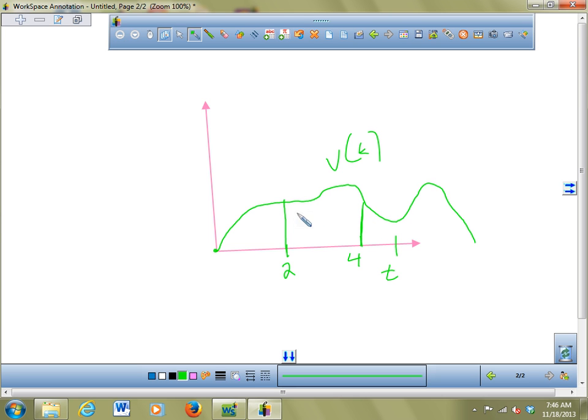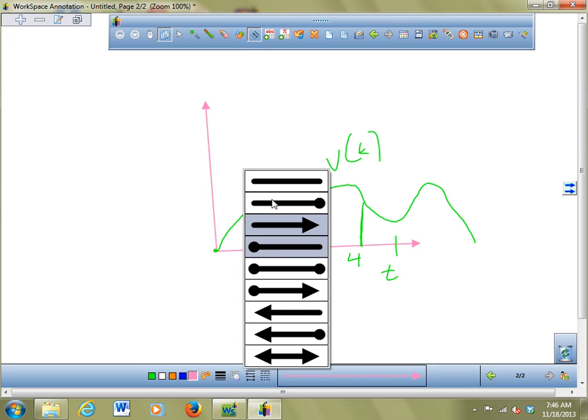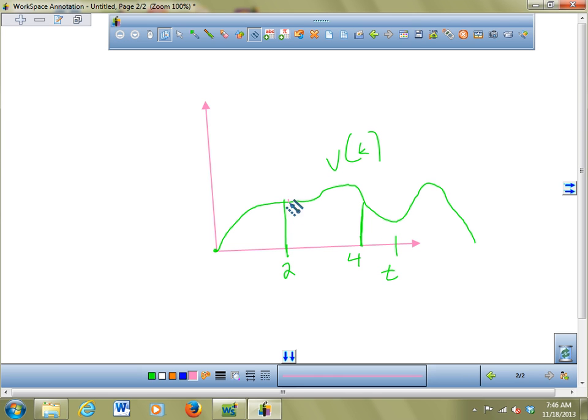One way to figure out that chunk is by dividing it up into a bunch of little rectangles and adding them all up. Like I can take this rectangle plus this rectangle. I can approximate this rectangle right here, but you can see that if I did a rectangle right there, ooh, that's not a very good rectangle, is it?